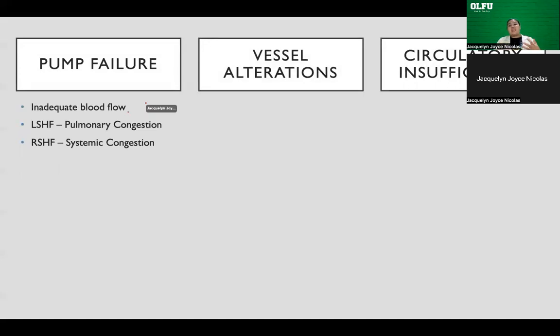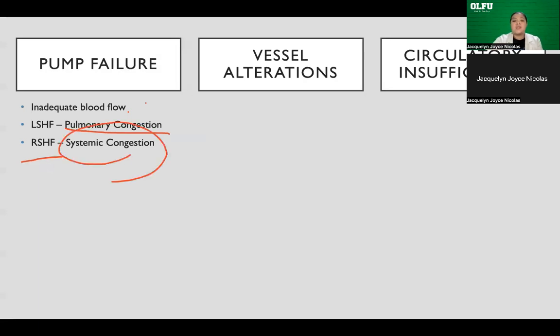Nagkaroon ka ng PVD kasi hindi maka-flow ng maigi yung blood dun sa site. Sounds good, di ba? Sounds possible. Okay? Now, it could also be left-sided heart failure. It could be because of pulmonary congestion. It could also be right-sided heart failure or systemic circulation.